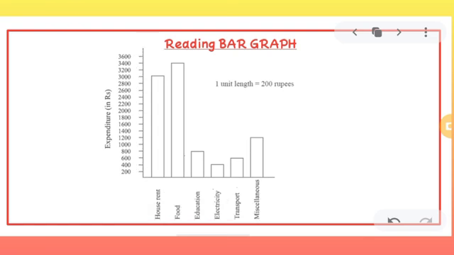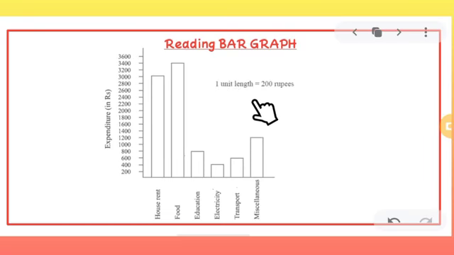Now this bar graph is representing the amount of money, the expenditure which is done in rupees. Okay, see here, expenditure in rupees. It is mentioned here, and about what expenditure is, that things are mentioned here, like house rent, food, education, electricity, transport, miscellaneous. Okay, now this is very important.